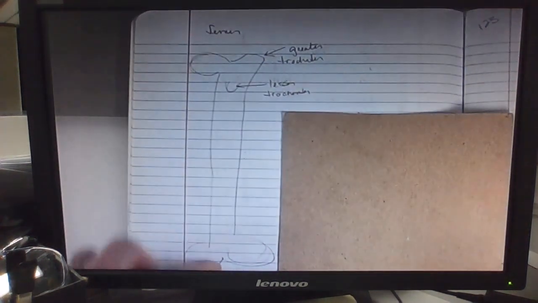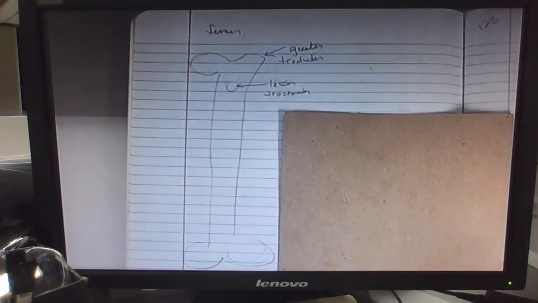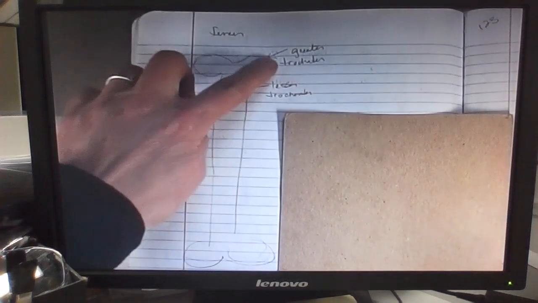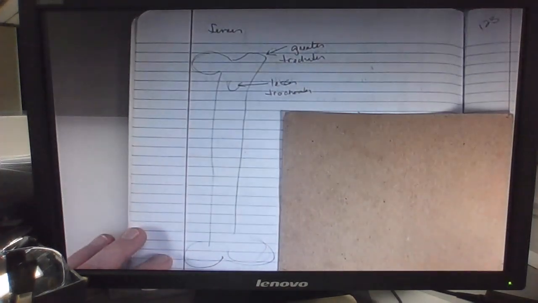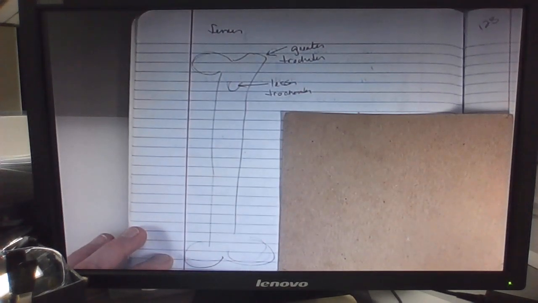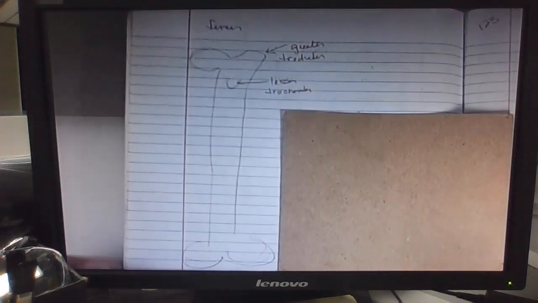So if this is the femur, here's the bump on the top, here's the bump on the side right here. So this is the greater trochanter and the lesser trochanter. Trochanter is spelled like this. Trochanter. Greater trochanter, lesser trochanter. All right, some other important terms.